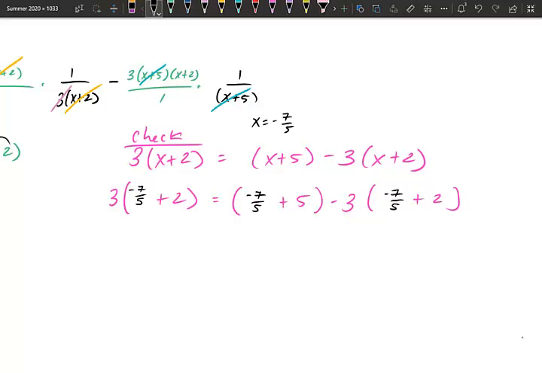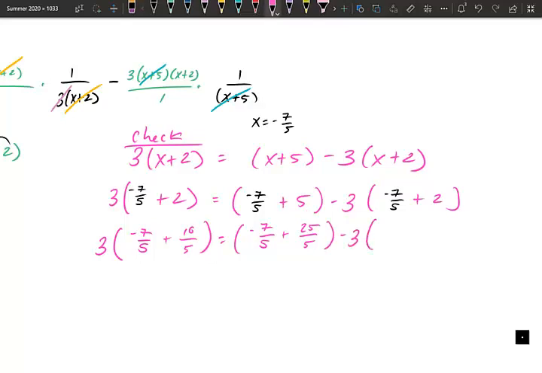All right, let's simplify the parentheses first. So we have 3 times negative 7 over 5 plus 10 over 5, because 10 divided by 5 is 2. You should know how to switch fractions. And then we have negative 7 over 5 plus 25 over 5. 25 divided by 5 is 5. Minus 3 times negative 7 over 5 plus 10 over 5. 10 divided by 5 is 2.